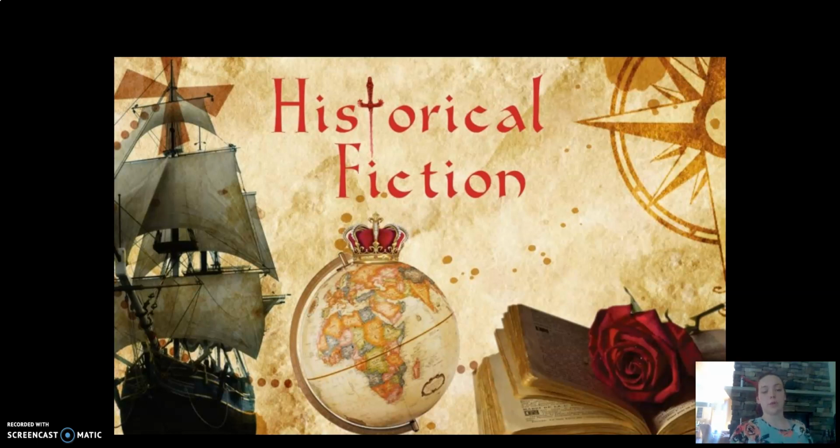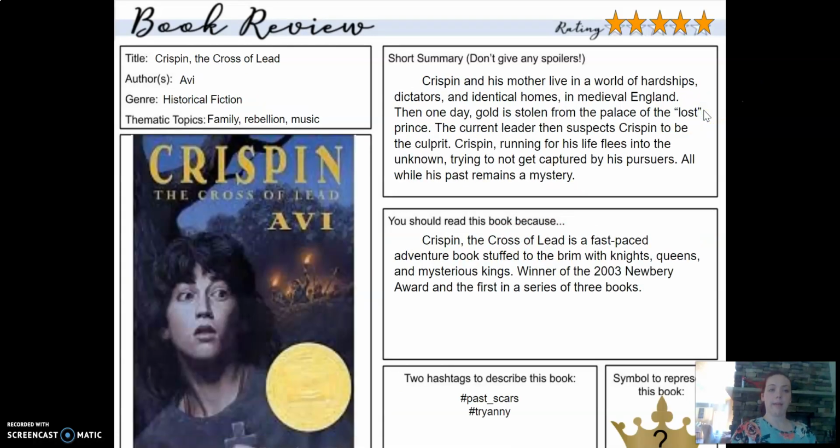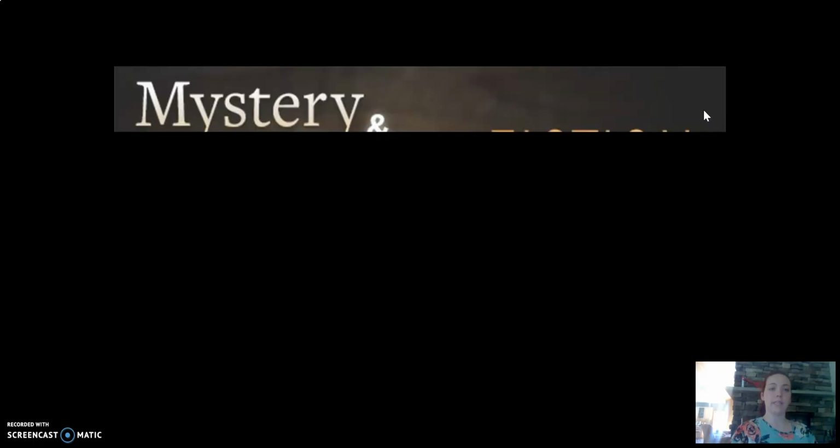So we move on to historical fiction. The cool thing about these templates was that they were all set up the same, but they showed how much information these students got from these books. If you really want to read through what these books were each about, feel free to pause and read what the students had to say. And as you can tell, there are a couple of typos. And then Crispin, the Cross of Lead.